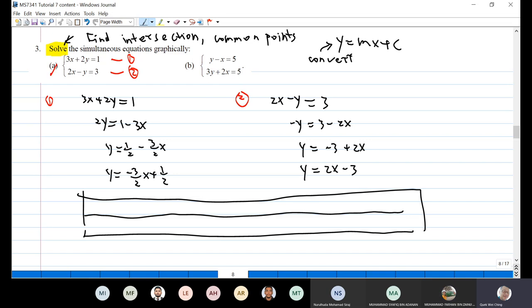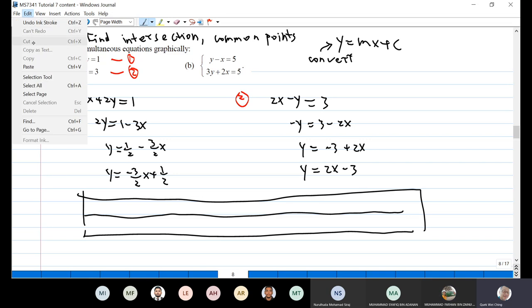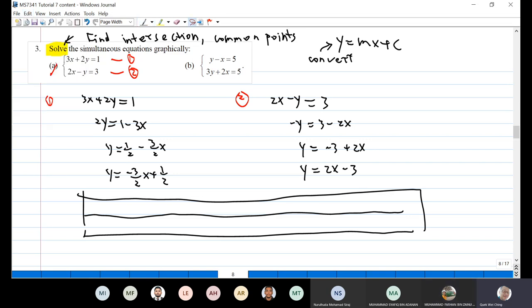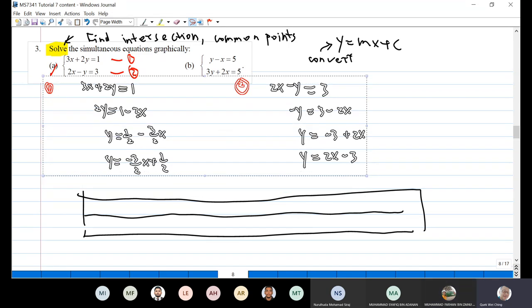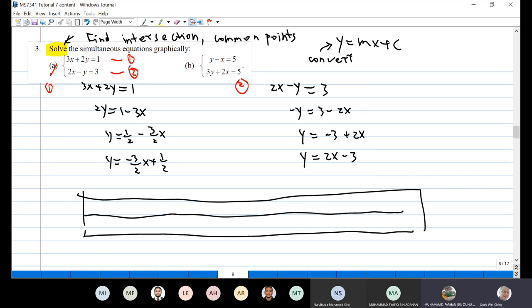So let me adjust the space for myself. Adjust the space first. Shift a little bit up. Okay, so I have more space below.